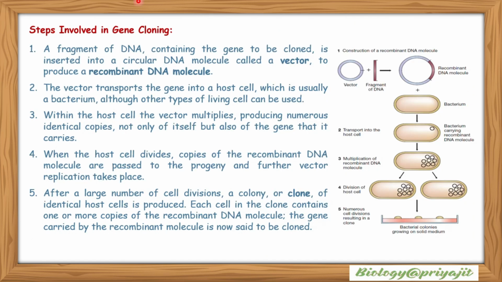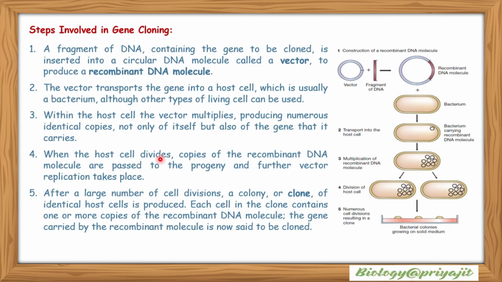Steps involved in gene cloning: a fragment of DNA containing the gene to be cloned is inserted into a circular DNA molecule called a vector. A vector is a carrier molecule that carries your gene of interest, or your DNA of interest, to produce a recombinant DNA molecule. The vector transports the gene into a host cell, which is usually a bacterium, although other types of living cell can be used. Within the host cell, the vector multiplies, producing numerous identical copies not only of itself but also of the gene that it carries.